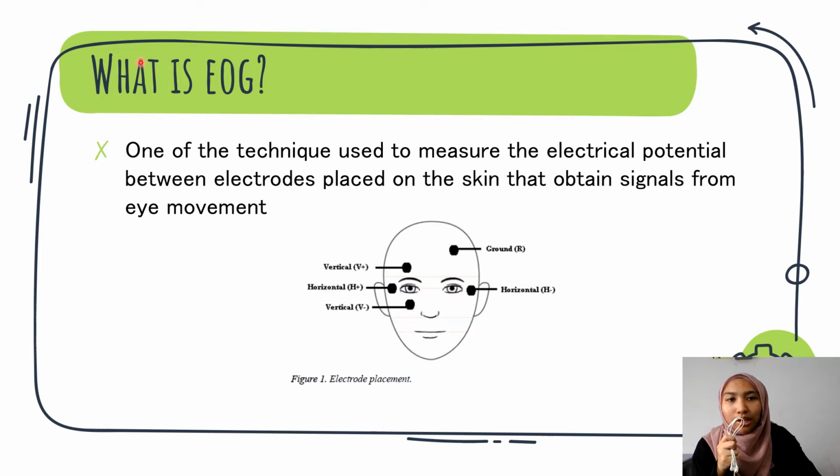Okay, so what is EOG? Basically, EOG is a technique used to measure the electrical potential between electrodes placed on the skin that obtains signals from eye movement of a patient. This is the picture, which is the way electrodes will be placed on a patient's skin around his or her eye.